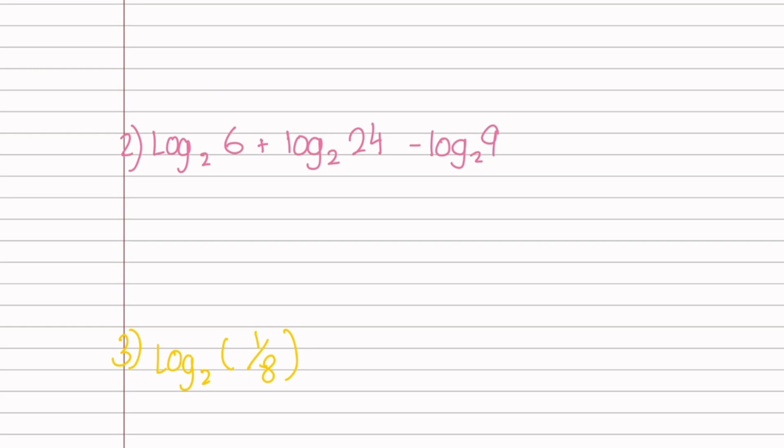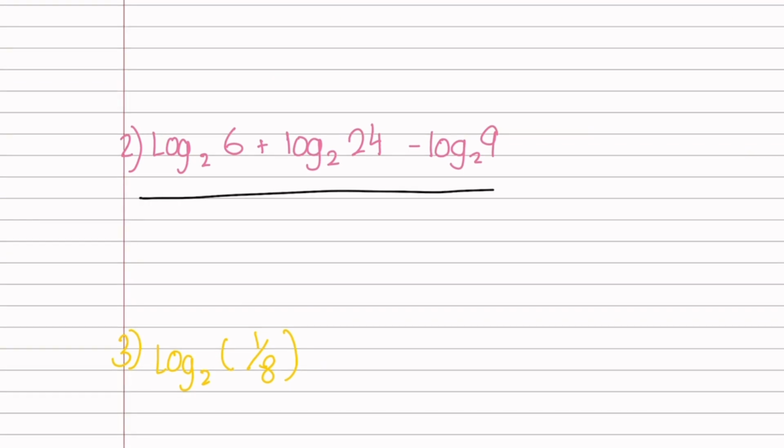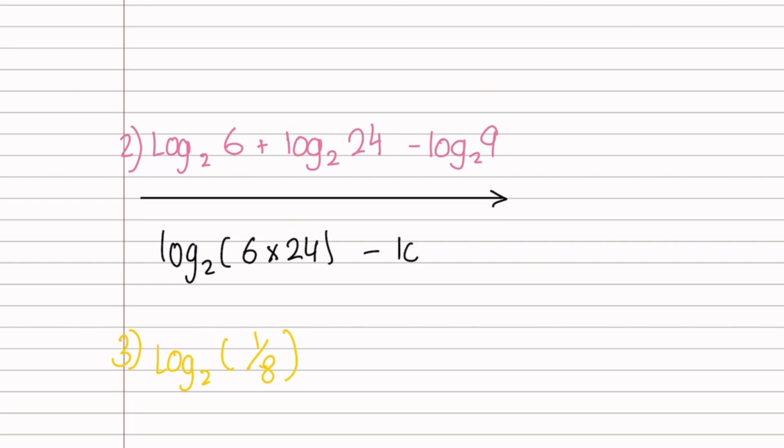Now let's see example number 2. We have both addition and subtraction. So in order to solve this, I need to first follow the rules of operation. So I'm going to go from left to right, okay? And from the left, we have log of 6 plus log of 24, so we're going to multiply the results. Therefore, we're going to have log base 2 of 6 times 24. Then we have minus log of 9.